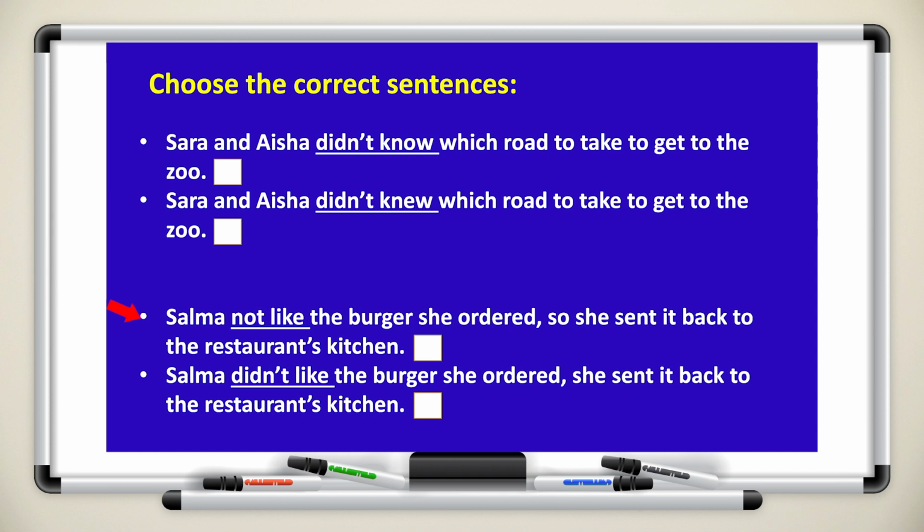The other sentence is, Selma not like the burger she ordered, so she sent it back to the restaurant's kitchen. Or can we say, Selma didn't like the burger she ordered, she sent it back to the restaurant's kitchen. Now think about those sentences and choose the correct one. The first one is, Sarah and Aisha didn't know, because as we said before, the verb coming after did always in the infinitive. The second sentence is, Selma didn't like. We cannot say Selma not like. It's not correct. Those of you who got it right, well done.